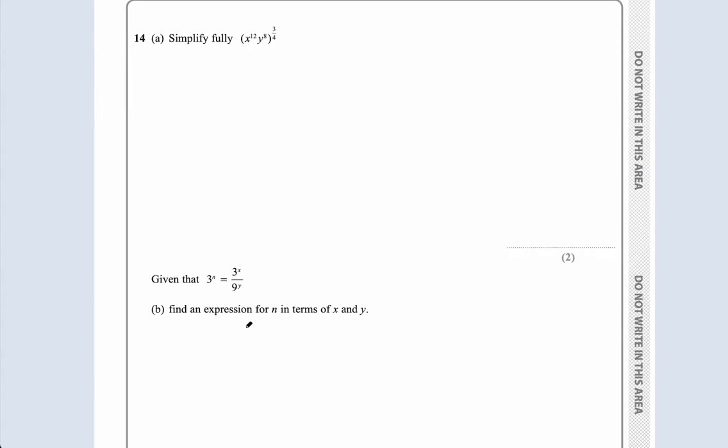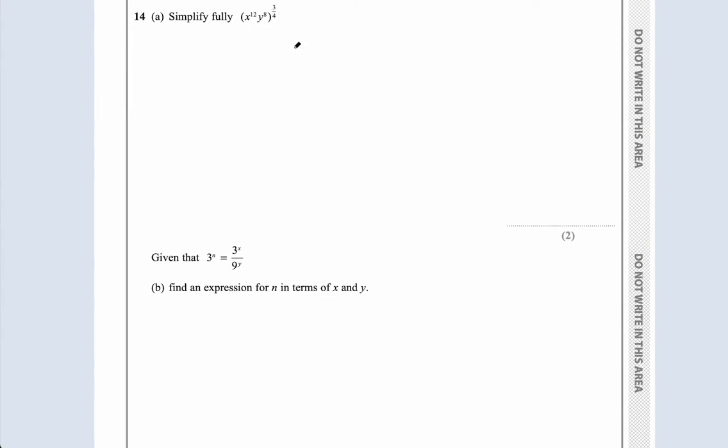Okay, question 14. Simplify fully this to the power of this. So guys, you have to do them separately. You have to do x to the 12 all to the power of 3/4. Now a power raised to another power, I just multiply 12 times 3/4 and it's 9. So that's x to the power of 9. And then I can do y to the 8 to the power of 3/4, again multiply and you get 6. So this is quite a nice easy question, x to the 9 times y to the 6.